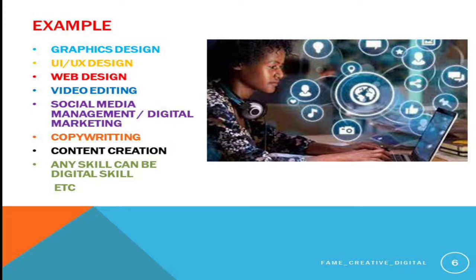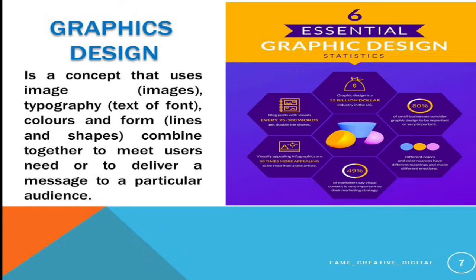Now, what is graphic design? It is a concept that uses image or imagery, typography. Typography means fonts, colors, forms, lines, and shapes combined together to meet users' need or to deliver a message to a particular audience. Just like you see that place, they say essential graphic design statistics. So there are some lines and shapes you're seeing there. I believe you're seeing it. You're also seeing some colors in this example of a graphic design flyer. So there are places that you see shapes, you see symbols. So this is the meaning of graphic design.